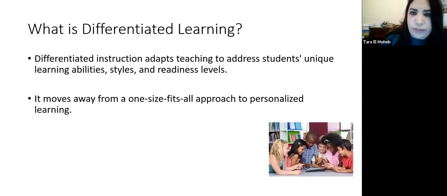What is differentiated teaching? We know differentiated teaching, but what is it? Differentiated teaching adapts teaching to address students' learning abilities, different learning styles, auditory, kinesthetic, visual learner, and readiness levels. You know that all students have different readiness levels. Not all students are ready and come from different backgrounds. So we should put this in mind, that students come from different backgrounds, and it's very important to know what their level is in order to teach them the correct way.